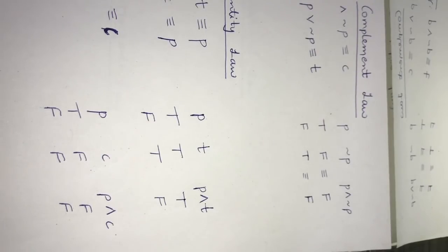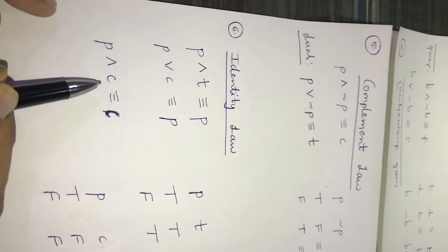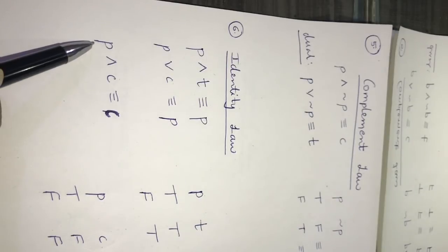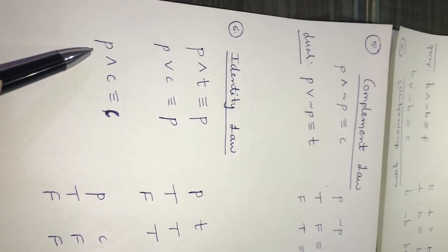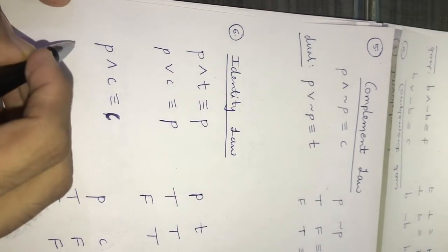So in P and contradiction, the result is always false. If P is true, then also P and contradiction is false. If P is false, then also it is false. So true and false is false, false and false is false. In and, if one is false, the answer is going to be false. So it is independent of P now. If P is true, then also it is false. If P is false, then also it is false. So P and contradiction is false.